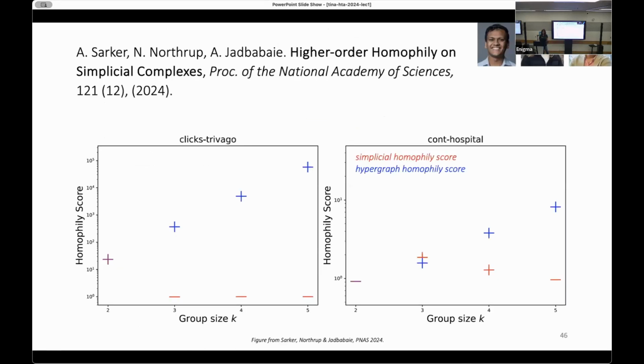And then one of the results that they showed, which was interesting, here, so this is the group size. This is the homophily score that they have proposed. These are two different data sets. This was the clicks, and that was the hospital. And the red is the simplicial complex homophily score that they have, and the blue is the hypergraph homophily score. And what they're saying is, look, you can start at group size 2 and have a positive homophily, but with our measure, then at size 3, you're going to have no homophily. And then 4 and 5, you're not going to have any homophily, right? And then on the other one, you can even flip from minus to plus to minus.